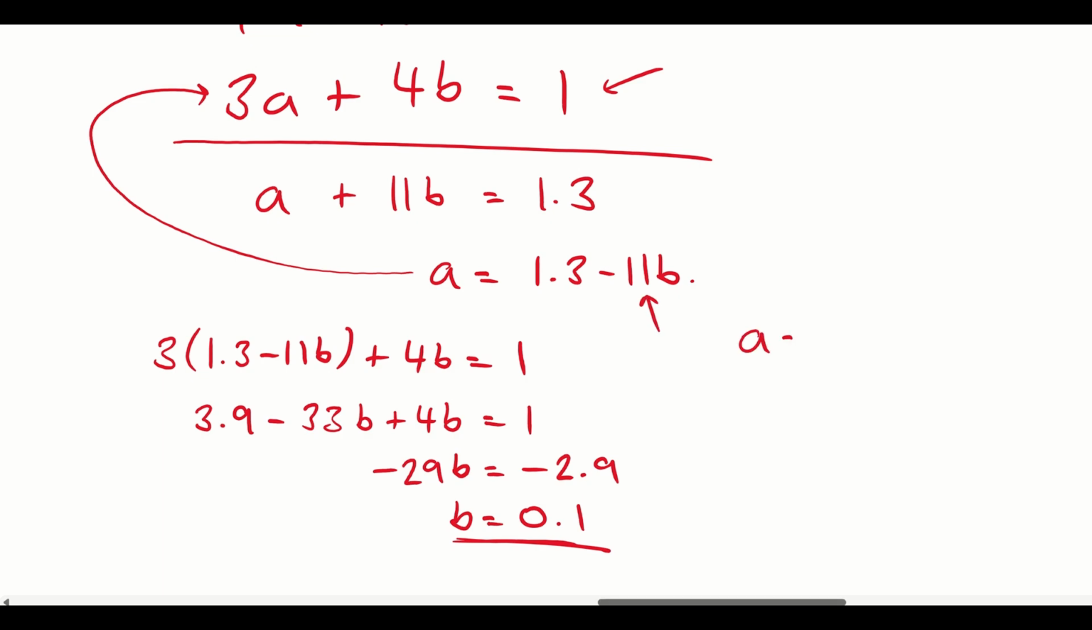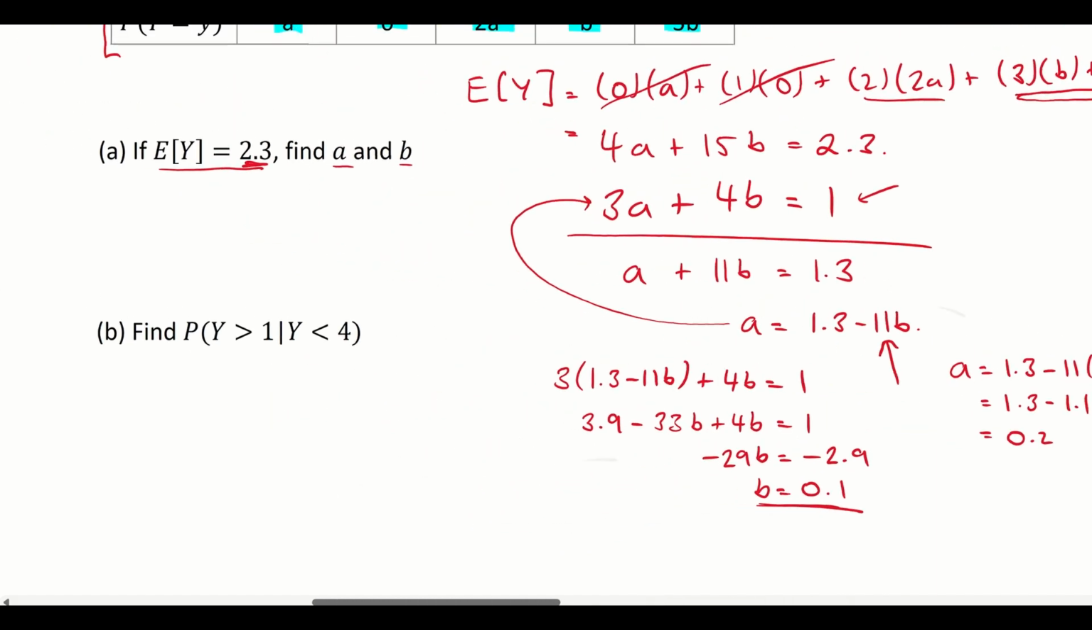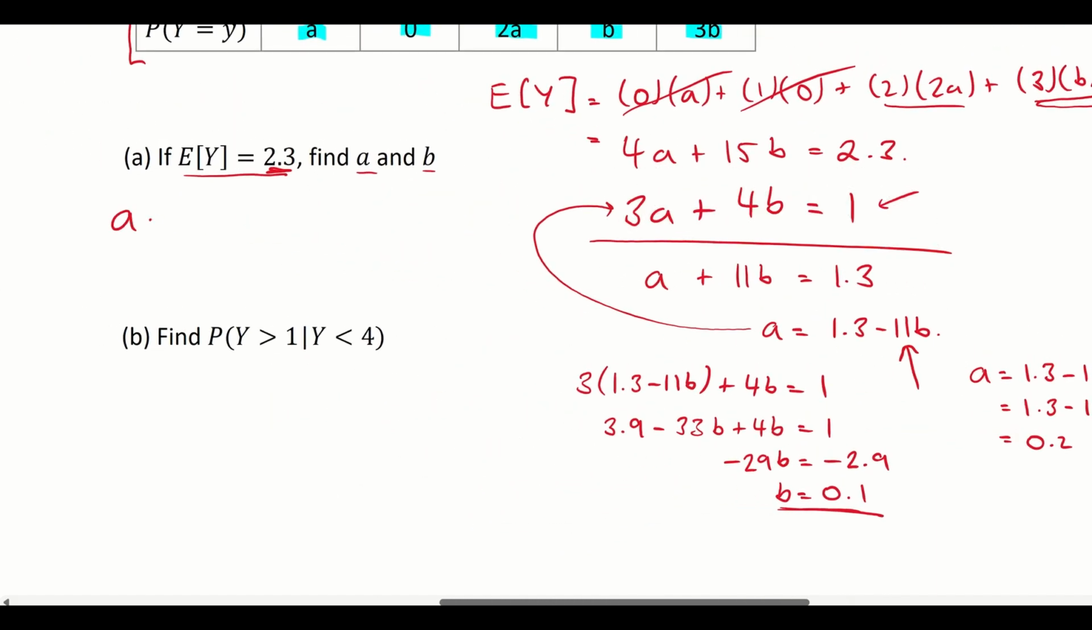So A would be equal to, so if we pop it into here, 1.3 minus 11 lots of 0.1, so that would be 1.3 minus 1.1, which is just 0.2. So I've worked out that B is 0.1 and A is 0.2.